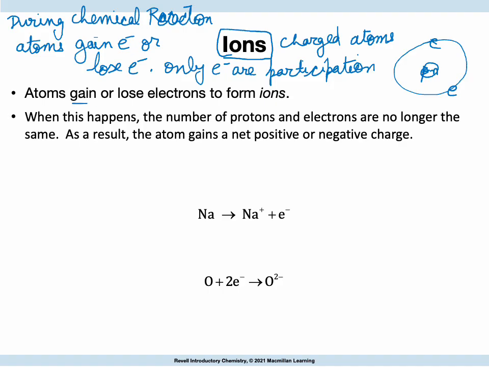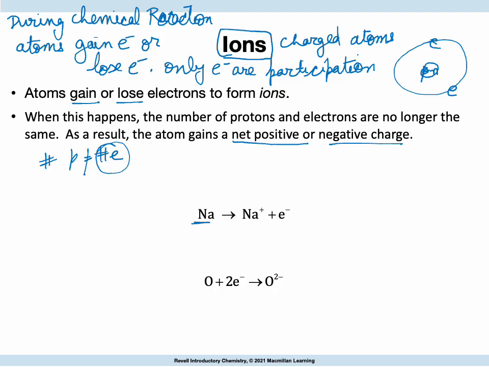And whenever an atom gains or loses electrons, the number of protons, we said, is equal to the number of electrons. But if it loses one electron or if it gains one electron, then this is no longer true. That's when atoms get charges. They get either a positive charge or a negative charge. How do they get it?